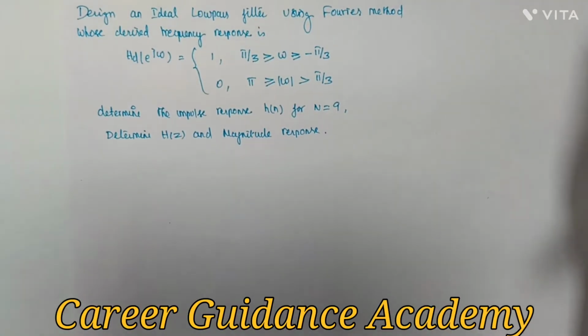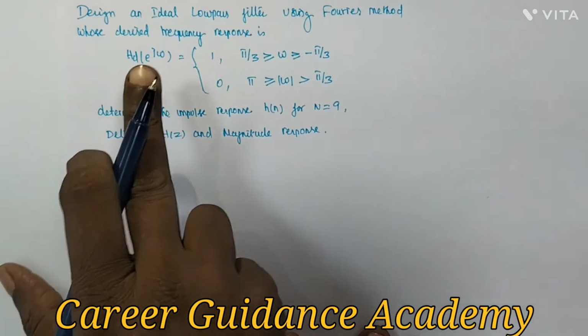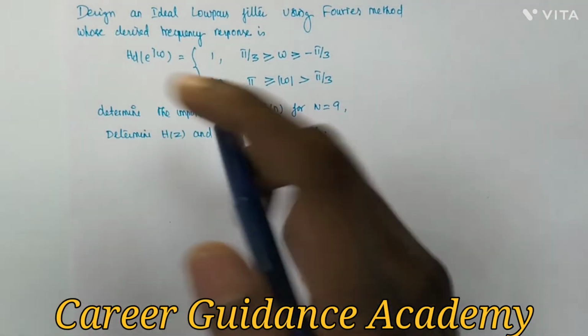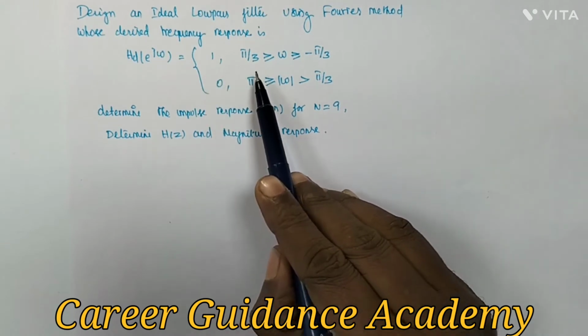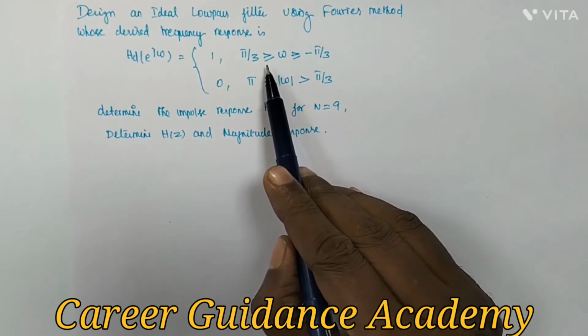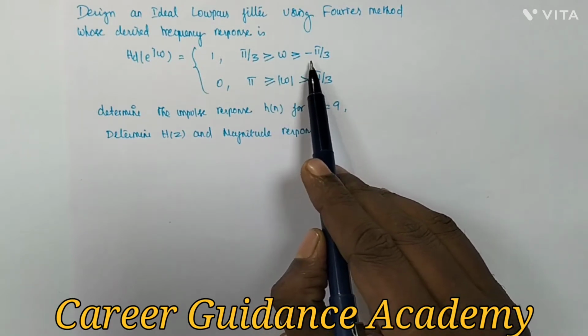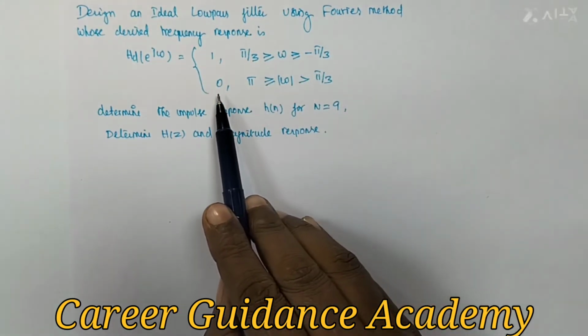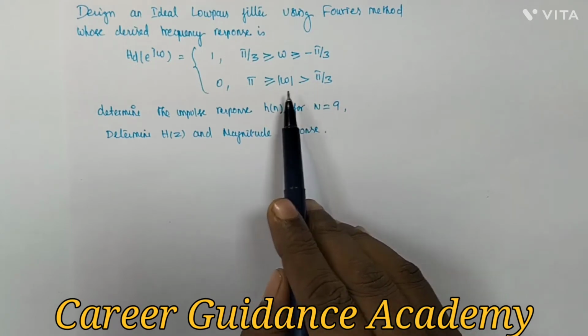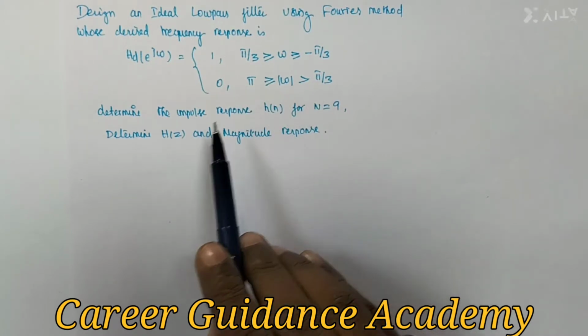Hello viewers, in this video we are going to see how to design a FIR filter using the Fourier series method. Here, in this problem, the specification is given as Hd of e power j omega is equal to 1 for the frequency less than pi by 3 and greater than minus pi by 3. The response is 0 for the frequencies greater than pi by 3 and less than pi.